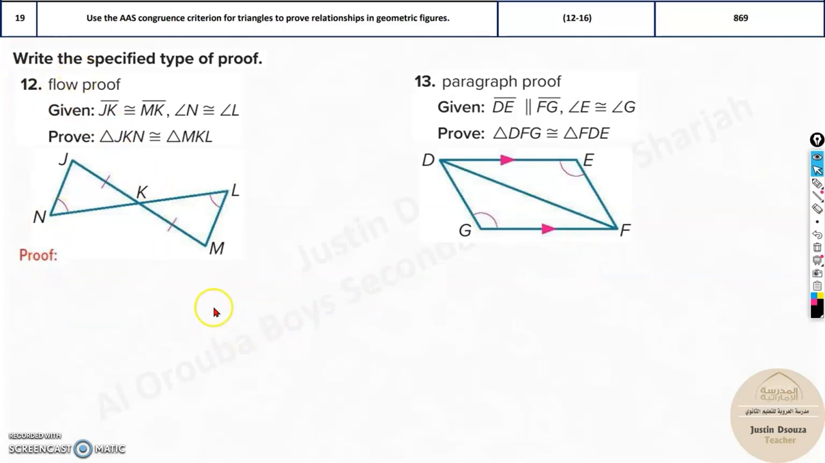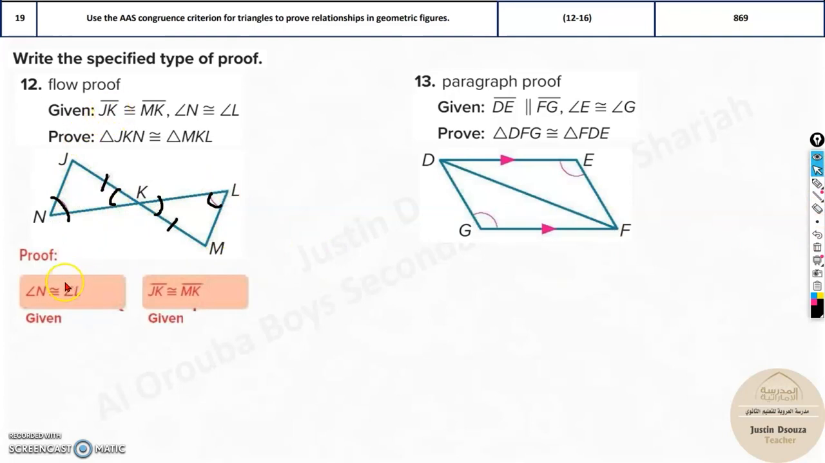Flow proof. Flow proof means a flow chart. They have given you many statements. They have told JK, MK is congruent. Angle N, L is congruent. You need to prove these triangles are congruent. This is using AAS. That means you have one angle already, one side. You need to know one more angle. Look over here. This is vertical angle, isn't it? JKN and LKM. So we just tell that.